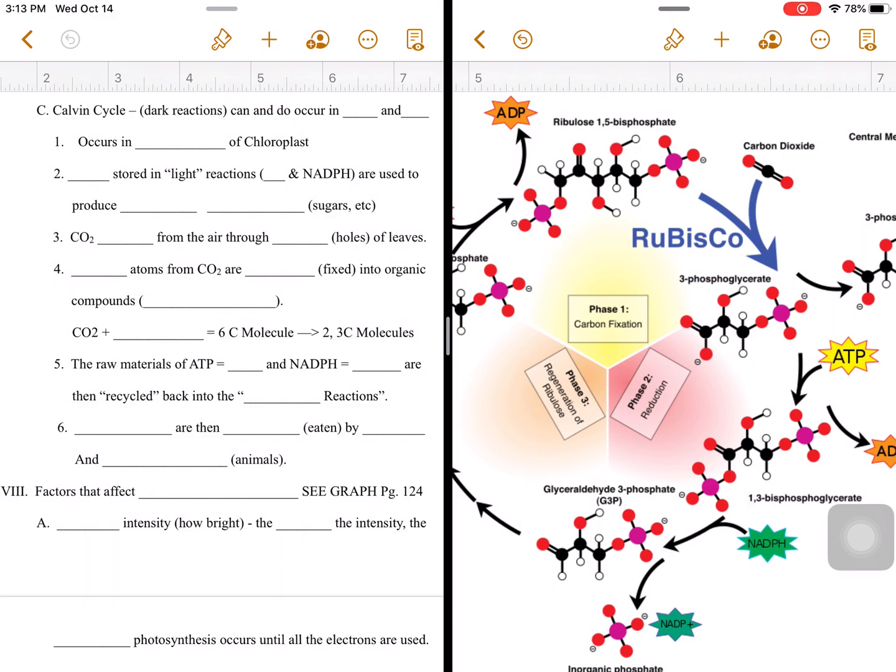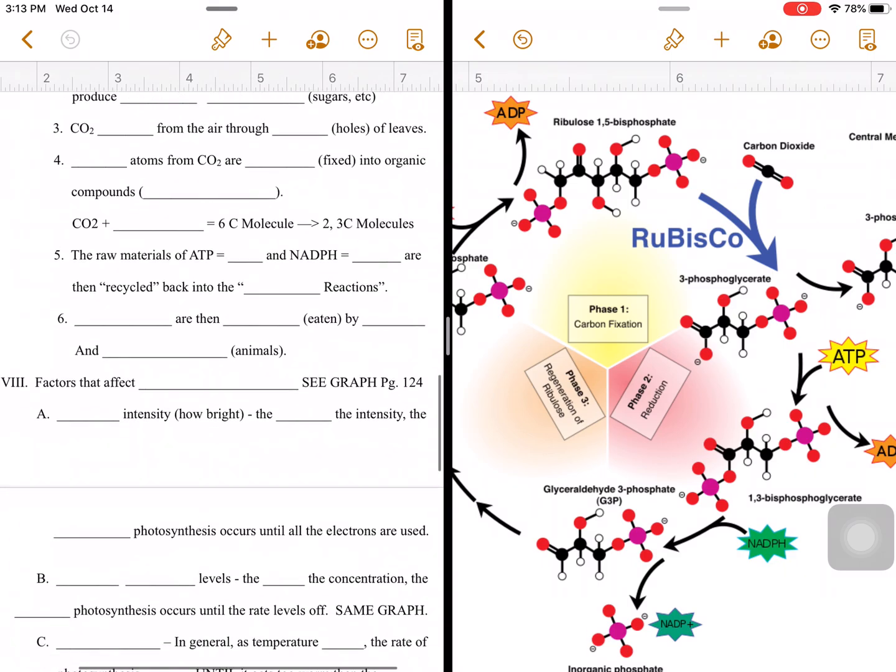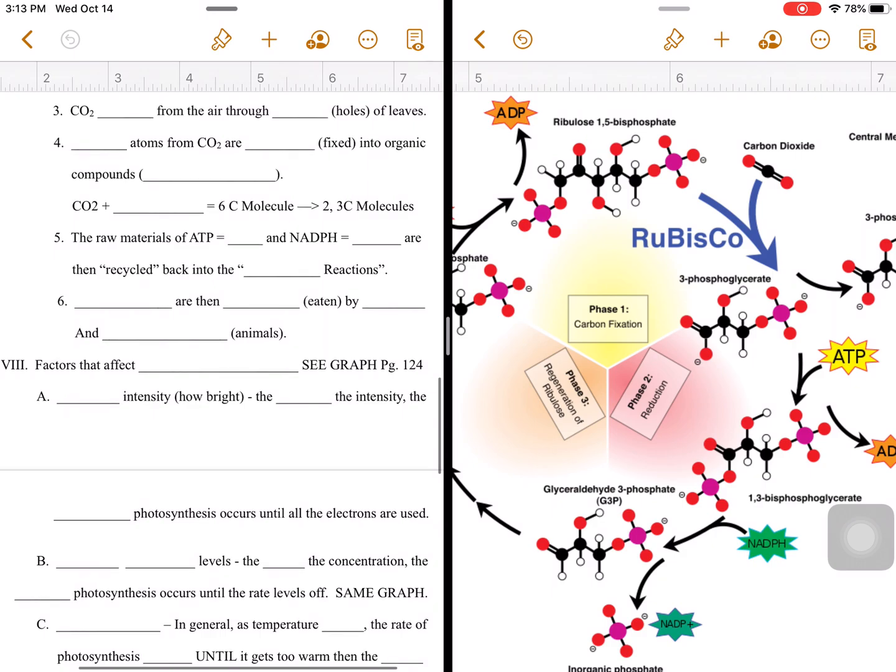So number 2, it should be energy from light reactions. ATP and NADPH are used to produce organic compounds. So carbon dioxide is going to come in. That energy is going to come into place, and carbon atoms from the carbon dioxide are going to be bonded, or they're going to be fixed into organic compounds such as carbohydrates.